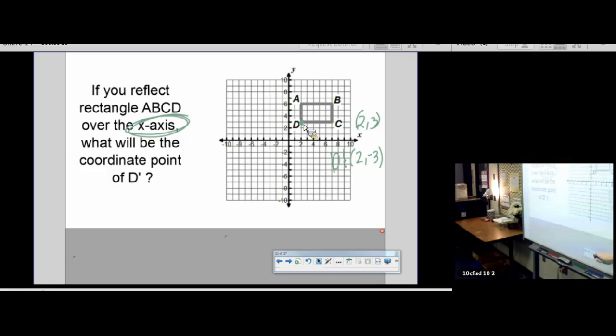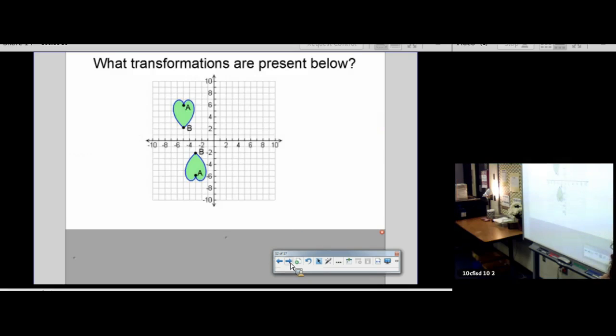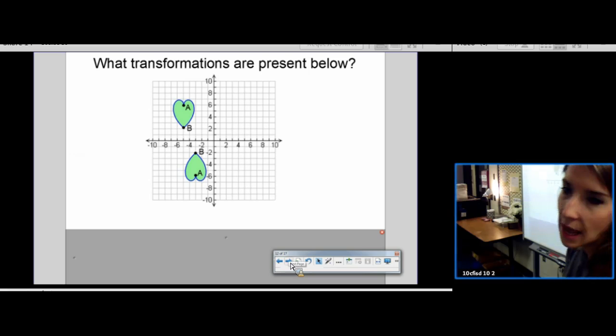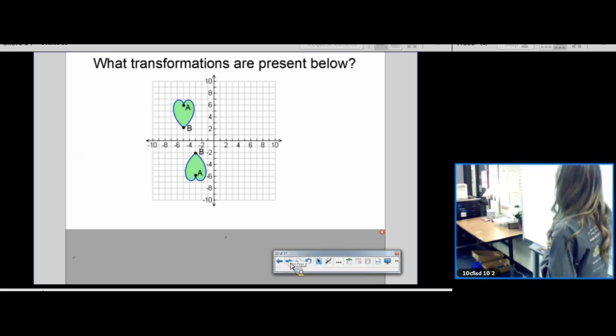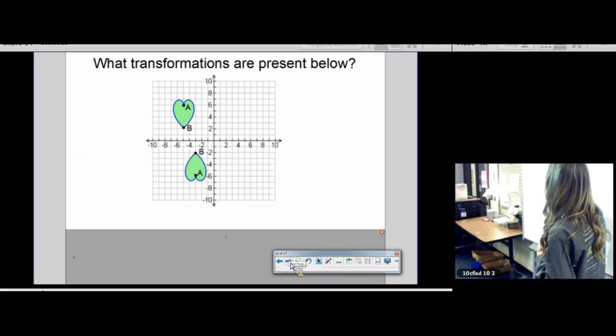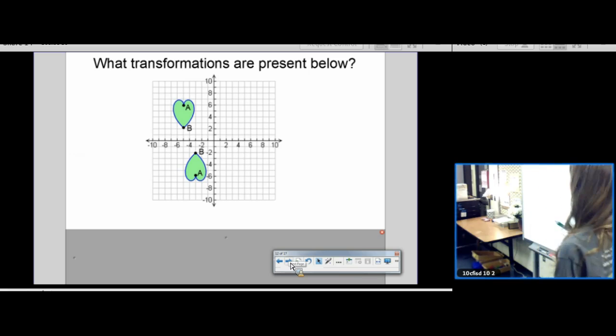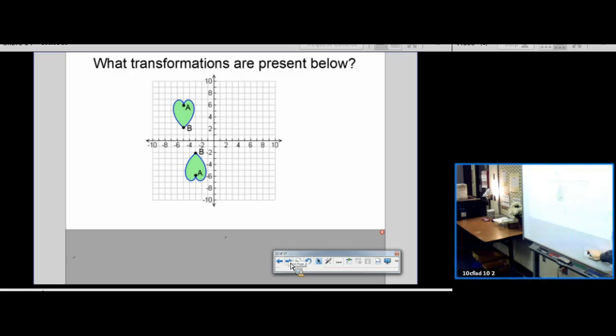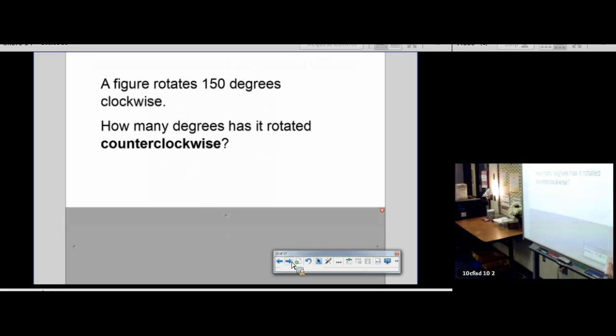D prime. What transformations are present below? This happened in your assessment. It looks like it's a reflection, and then it's a translation to the right 2. So that's called a composition, 2 transformations in 1.